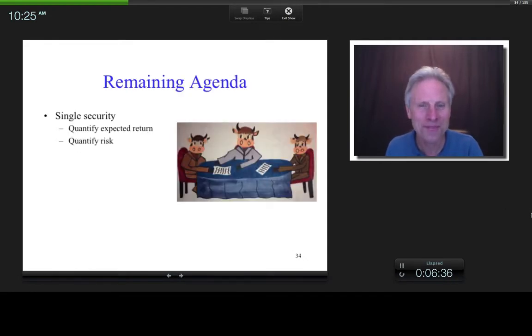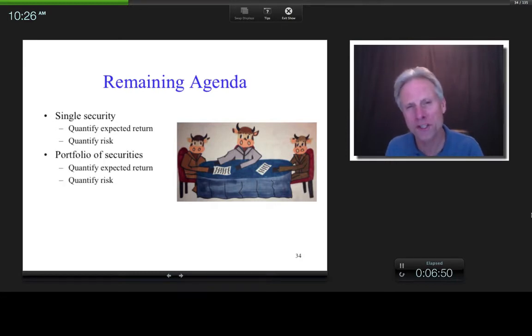So with that in mind, let me get into the rest of the agenda. And we're going to start in a world of just one single security, and we're going to quantify return, and we're going to quantify risk. And then we're going to move to a portfolio of securities. Now, what do I mean by a portfolio? Basically, more than one financial security. So right here with a single security, maybe I have all my money, everything in IBM stock. But here, maybe I have half in IBM stock and half in Home Depot stock. Now I have a portfolio. Or maybe I have it in 100 different stocks or bonds or whatever. Now I have a portfolio.